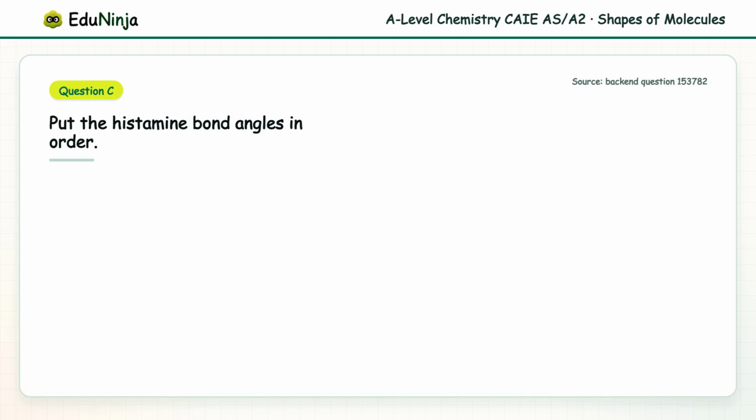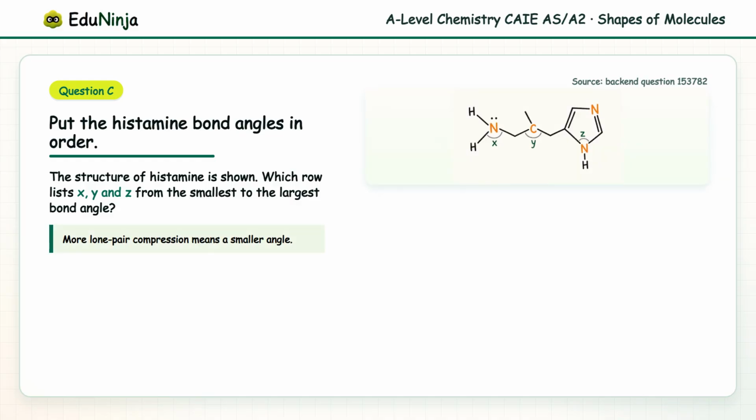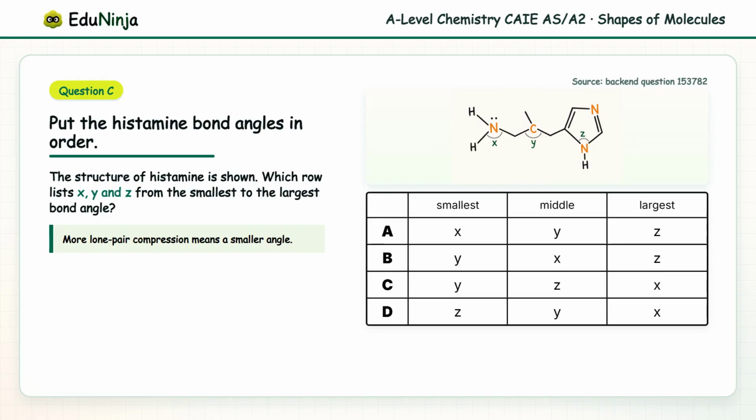Question C uses histamine. We need to put bond angles X, Y, and Z from the smallest to the largest. Start by locating each angle. Angle X is close to a nitrogen with lone pair compression. Angle Y is around a more open single bond region. Angle Z is in the trigonal planar ring system.